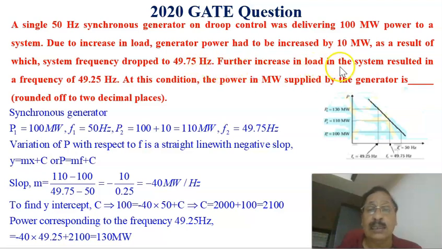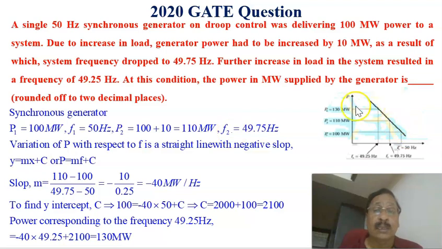Further increasing the load in the system resulted in a frequency of 49.25 Hz. That is, further increasing load, the frequency is reduced to 49.25 Hz. At this condition, the power in megawatt supplied by the generator, rounded off to two decimal places, under this condition, what is the power supplied by the generator?